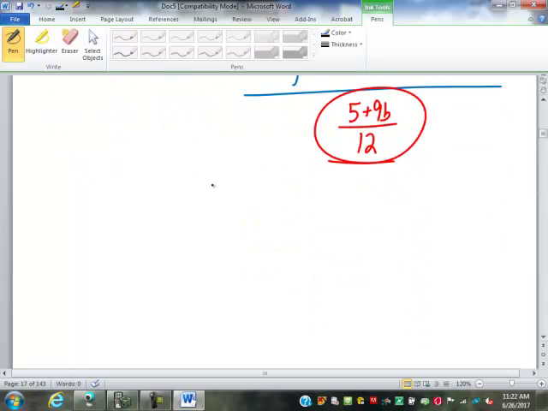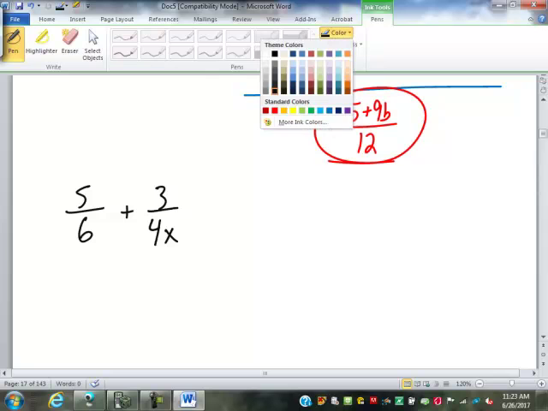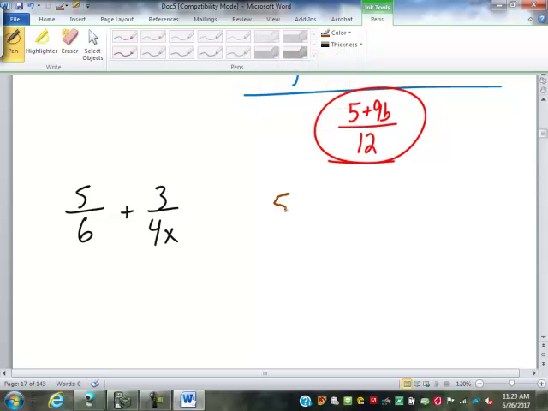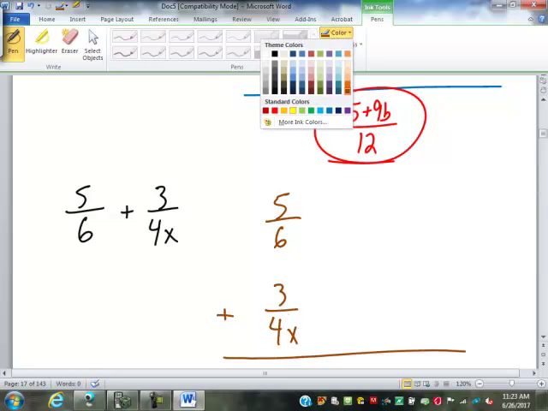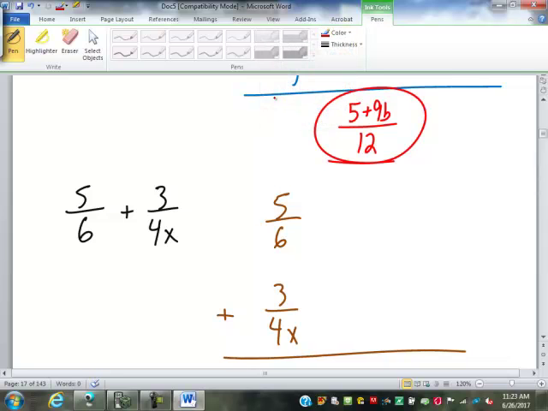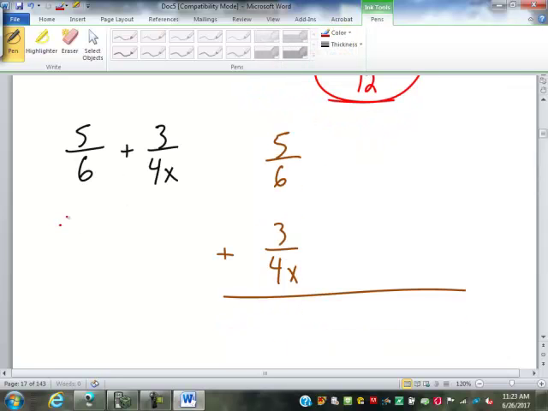We can run into 5 sixths plus 3 over 4x. What is my common denominator going to be? 12 would be the number, yes. 12x, very good.